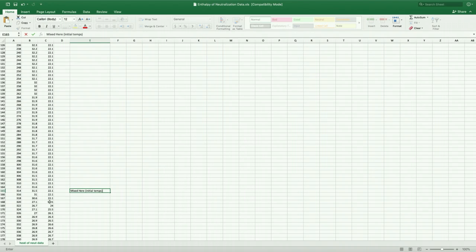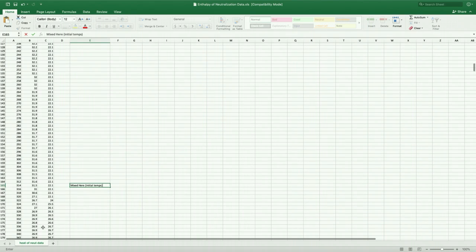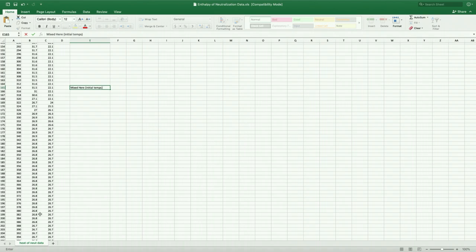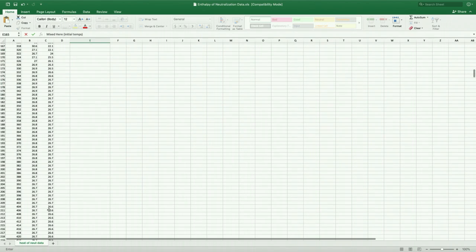And then in terms of the final temperature, it's where the temperatures coalesce or meet, is what that word really means in this case. So it looks like probably 26.8 or 26.7. Either one of those should probably be fine in terms of the temperatures meeting together. So that would be our final temperature.